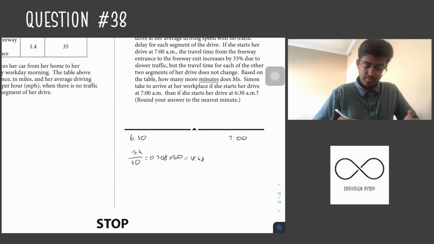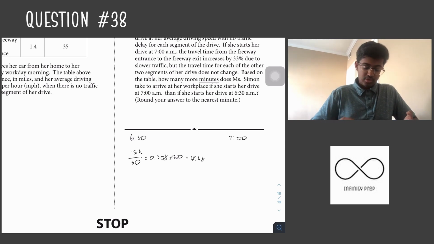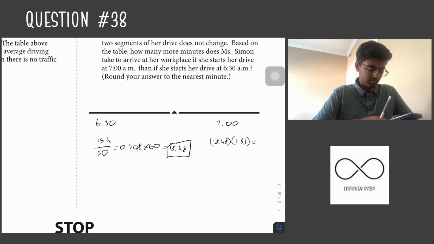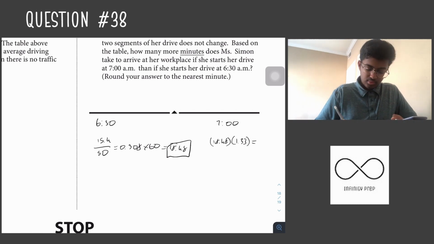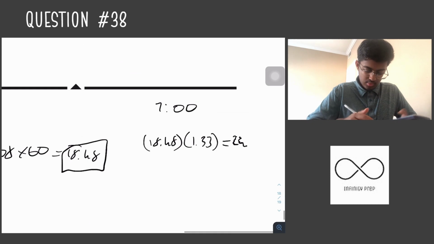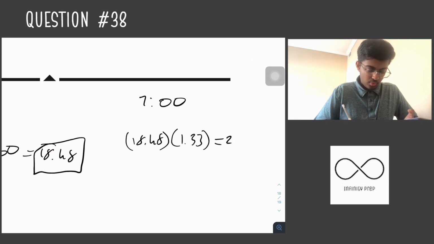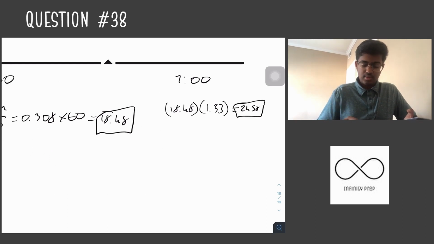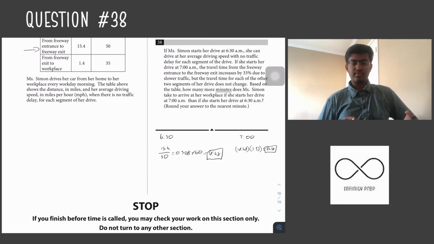Now for 7, it says that the travel time from the freeway entrance to the freeway exit increases by 33%. So we have to multiply what we got here, which is 18.48, by 1.33. So 18.48 times 1.33. We get 24.58. That's the time it takes her when she starts at 7.